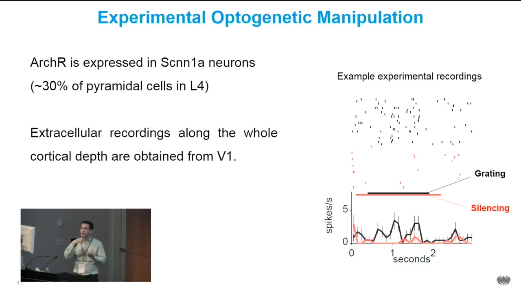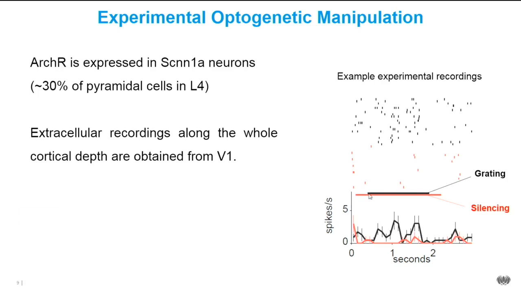At the same time, there are full recordings happening along the V1 column. What's shown on the far side is the responses for one cell. Every row is a different trial of a stimulus, and in this example the stimulus was a grating, applied when this black bar is on. The red trials are the trials where the light was being shined, and hence the SCNN1A cells were being silenced, and this particular cell was also being silenced.